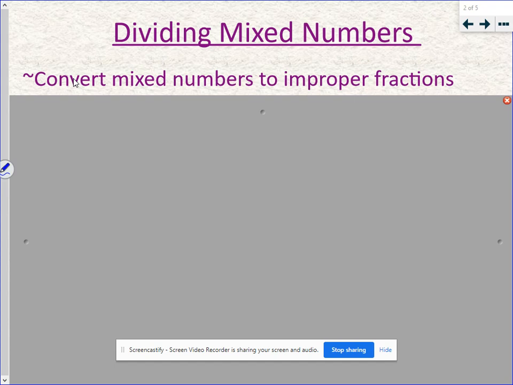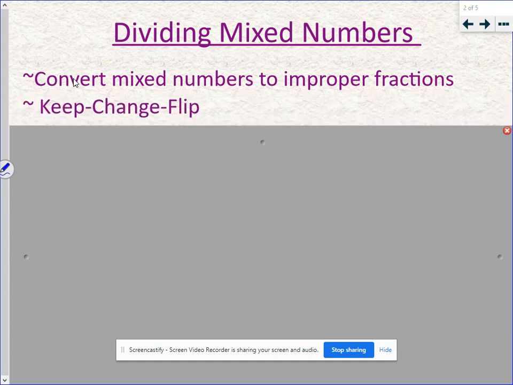And then you have to say to yourself, division. Oh, wait a minute. We had one of those sayings that came along with division last week. Yes, we did. It was called keep, change, flip. So again, step number 1 is going to be convert all mixed numbers into improper fractions, and then keep, change, flip. So let's get started.